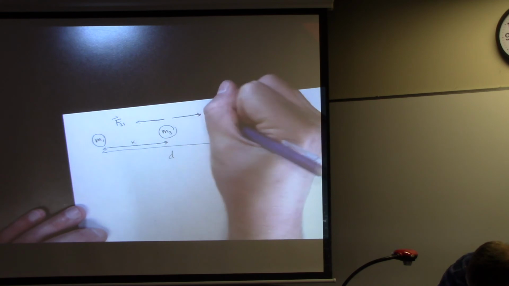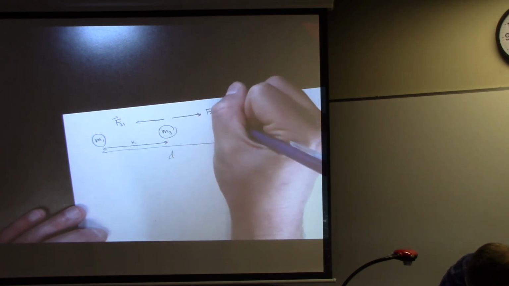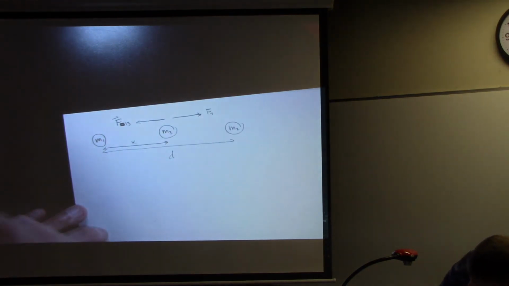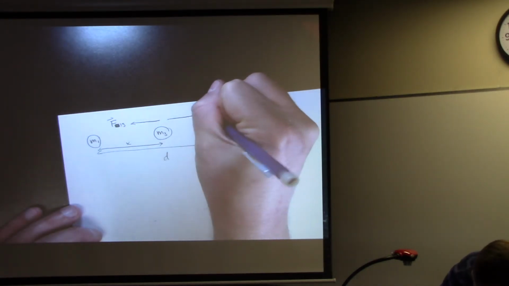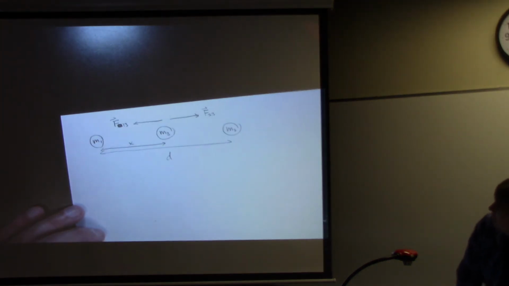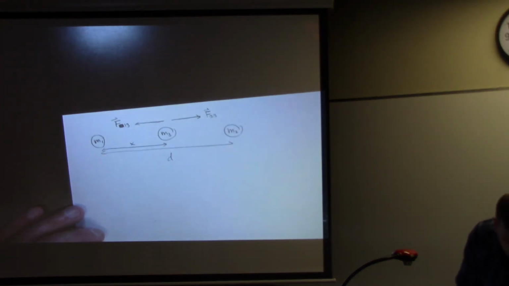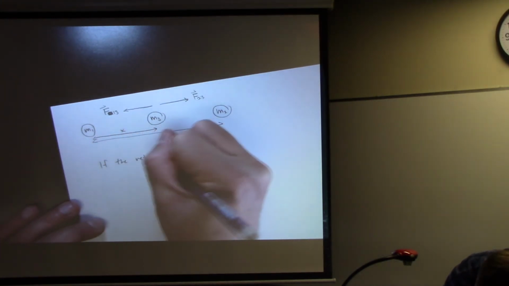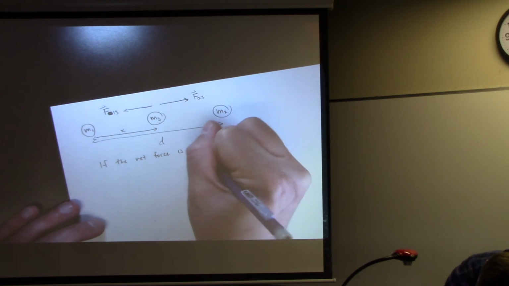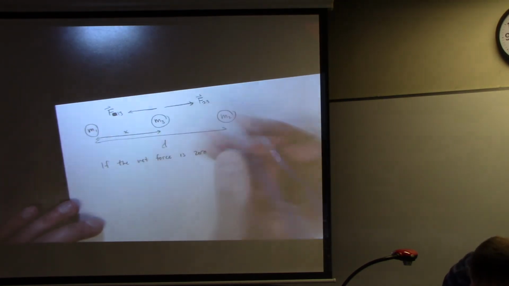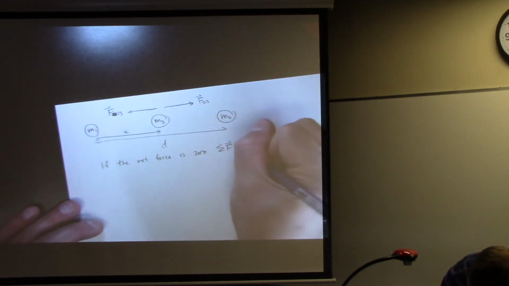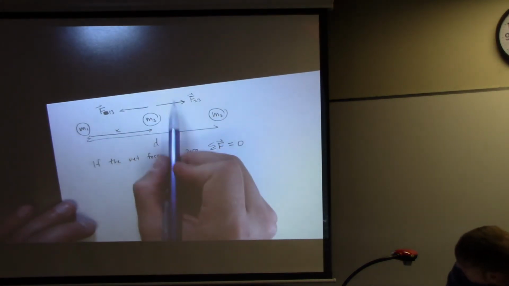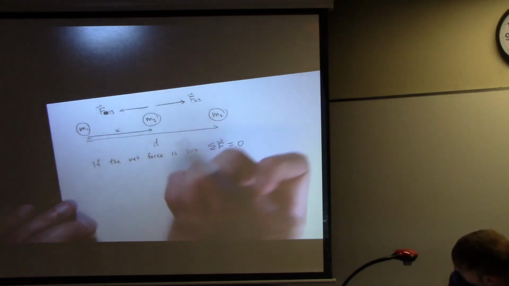And at the same time, it's being pulled to the right by mass number 2. So we can call that force F... this should be F13, because it's the force that 1 exerts on 3. And this should be F23, it's the force that 2 exerts on 3. Okay, there it is. And then we're saying if the net force is 0, that means I add these two forces together and I get 0.